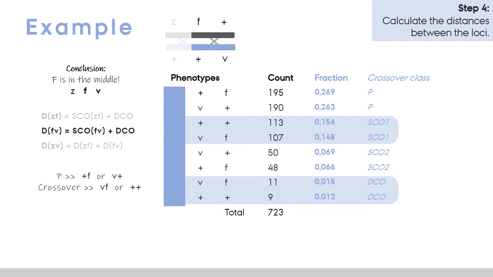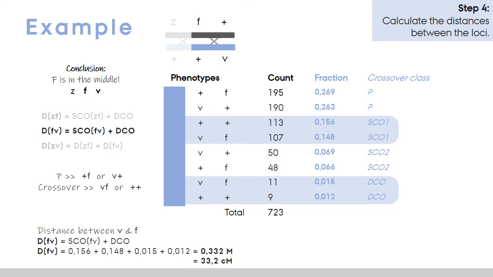So what does this tell us? This is why we're taking the double crossovers into account, because there is a crossover between V and F. And then for the final calculation, we just sum up all the fractions of the single crossovers and the double crossovers, and then we get to 33.2 centimorgan.